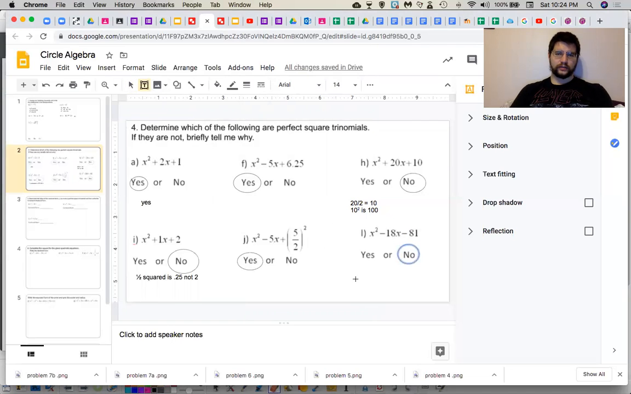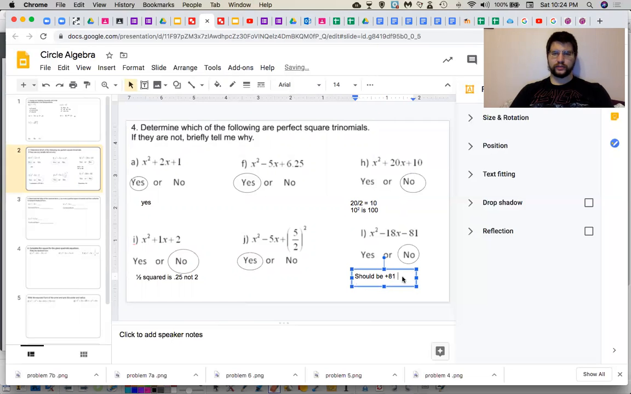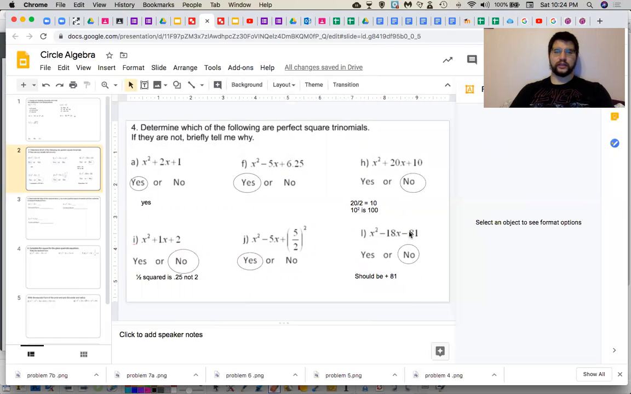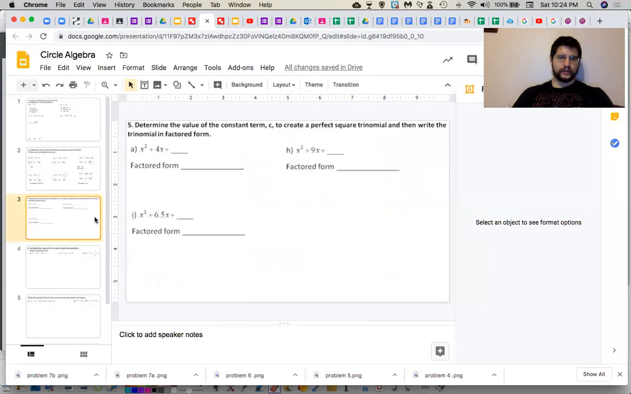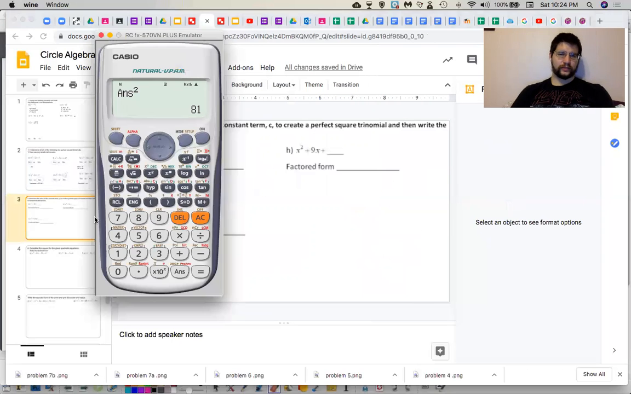And you can just write, should be positive 81. Doesn't have to be fancy, don't have to use symbols. You can write out the word positive. You could say that shouldn't be negative. Just let me know that you know what you're doing. Not looking for 100% perfectness here. So let's look at the next thing.